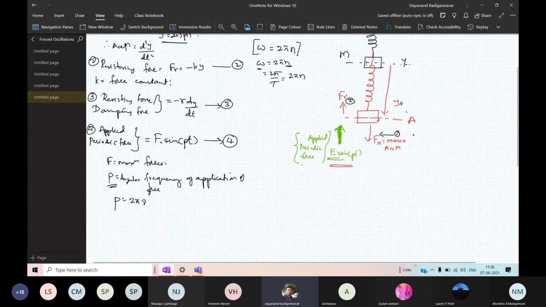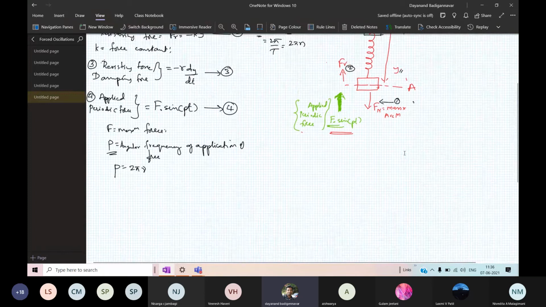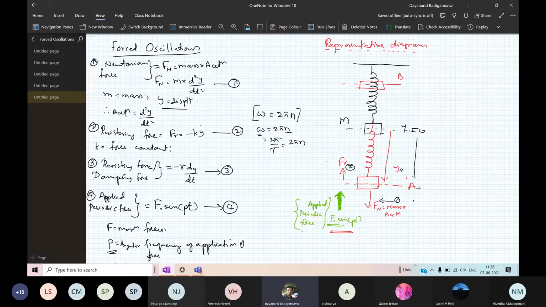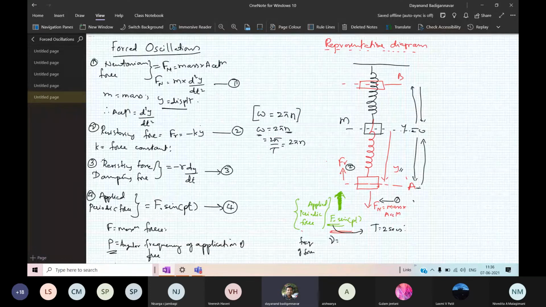For every 2 seconds, for example, the mass starts from y equal to 0, reaches a, comes back to y equal to 0, goes to b, and from b comes back. This is one oscillation. What is the time required? Say it is 2 seconds. So that means you have to apply the force at this rate, at a frequency mu, which is the frequency of the applied force. This is 1 by T, that is 1 by 2 seconds, which is 0.5 hertz.